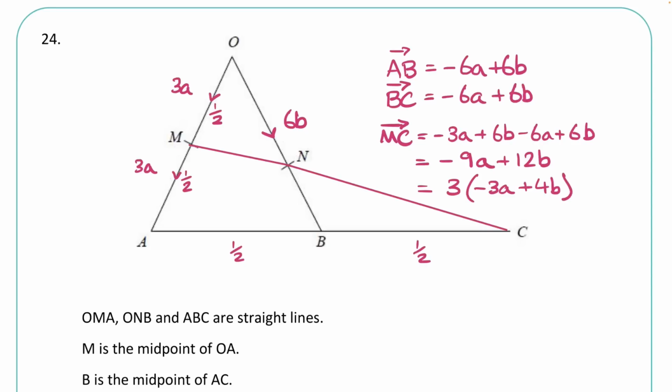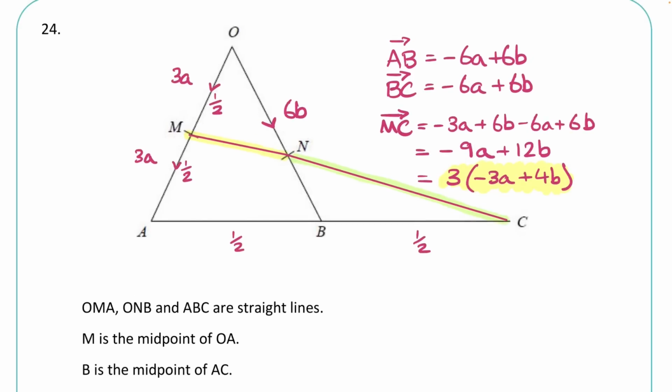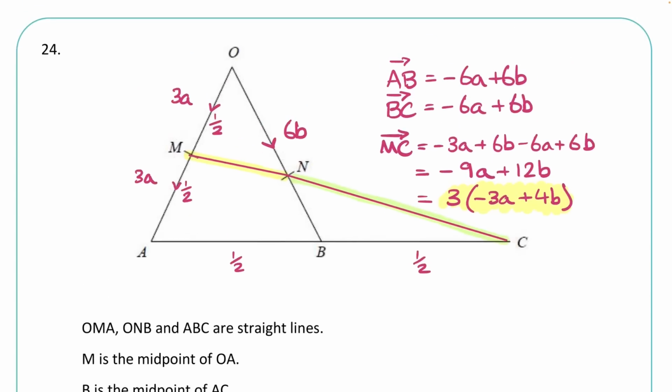And there we go. Now I'm going to highlight that one because that is a very important vector that we've just found. Now, if we look at either of the two lines that we mentioned then, so M to N or N to C, those vectors, whichever one we find, have to share that particular bracket that we've got there. It has to share the multiple minus 3A plus 4B if it is on the same straight line. So can we find M to N?